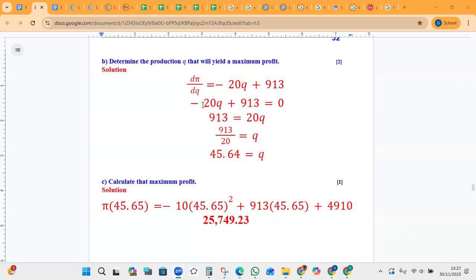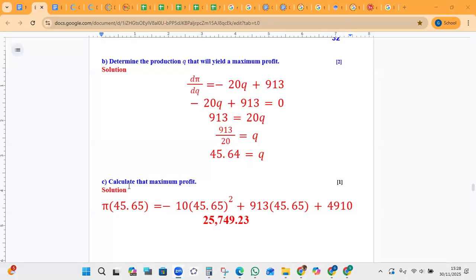Now we have minus 20q plus 914 equals 0. We add 20q to both sides so that we have it on the right as a positive 20q. Then we divide by 20, and 914 divided by 20 will give us a quantity of 45.7. That will be the quantity that will yield a maximum profit.